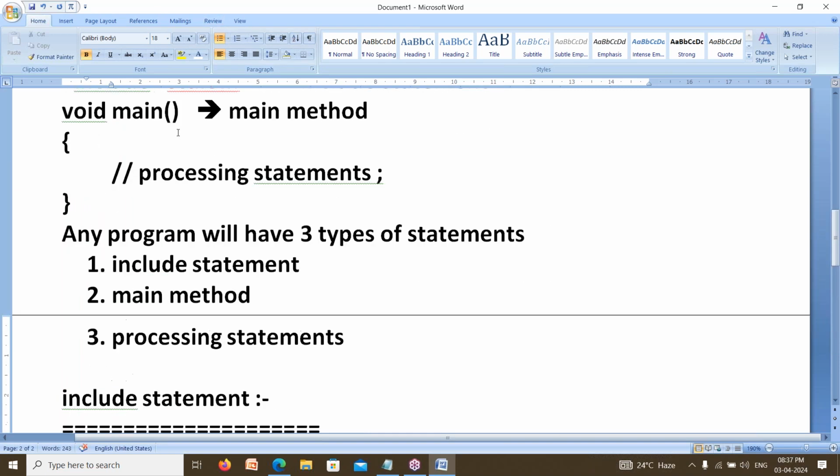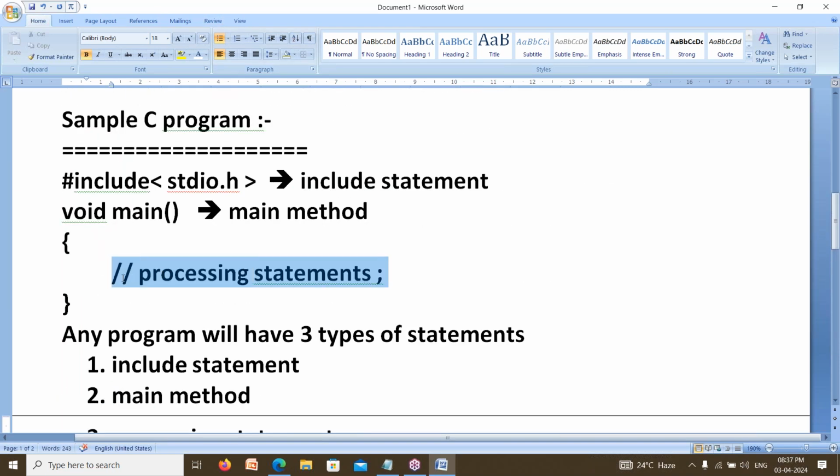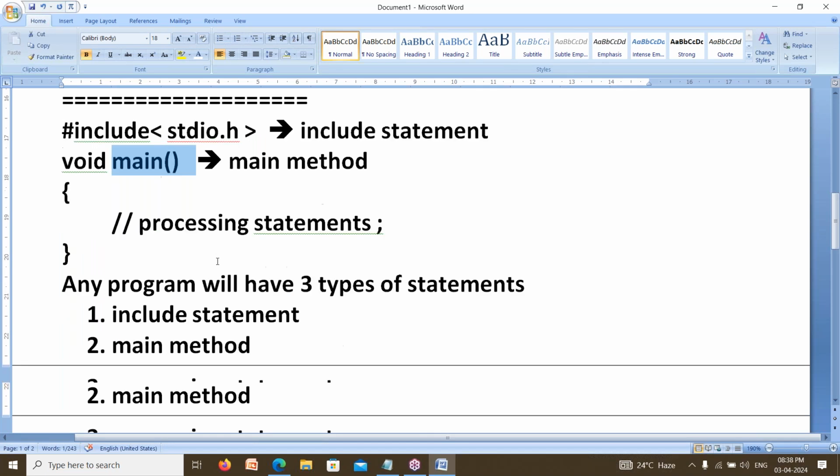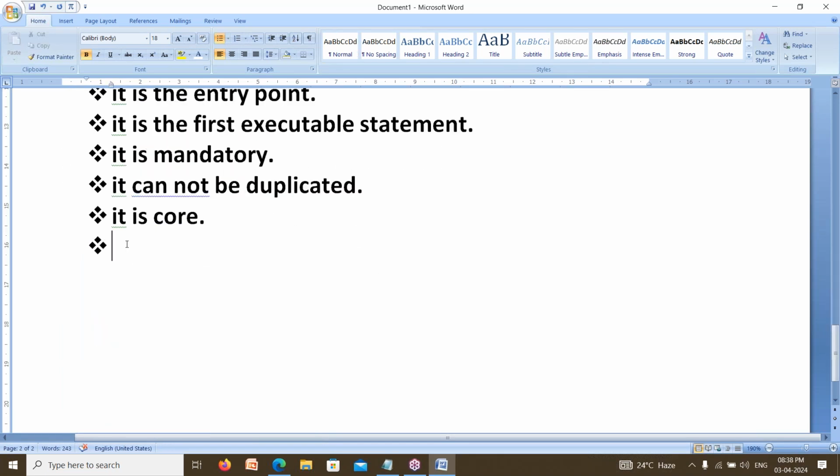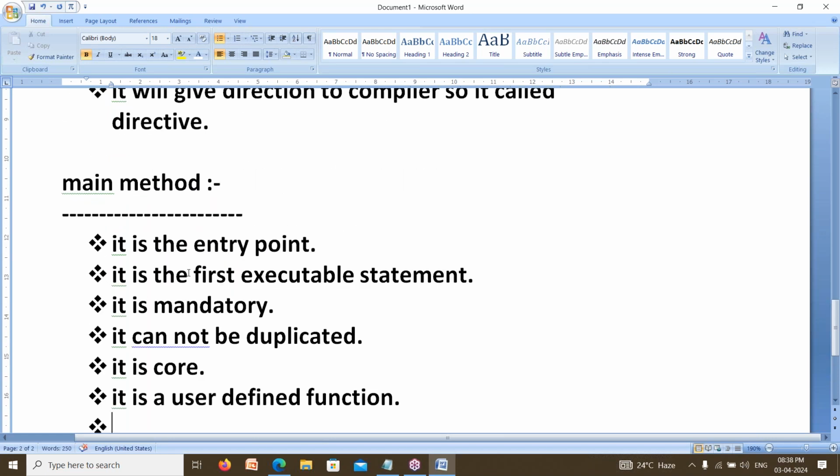Inside the main method, we need to write the solution to the program. So you need to define this. It is called user defined. It is not system defined. You need to write the code. So it is a user defined function. So that is about the main method.